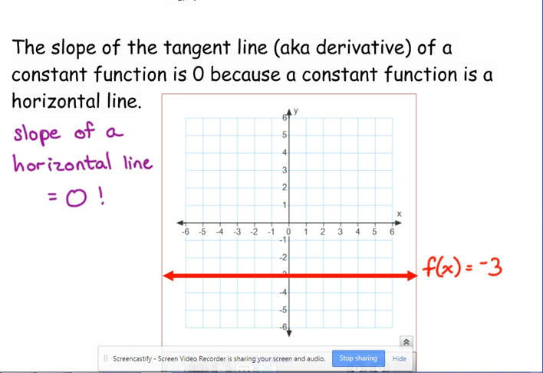While we're thinking about it, since we're talking about horizontal lines, let's talk about vertical lines for a second. Think about a vertical line. What kind of slope does a vertical line have? It has an undefined slope. So that's something to just kind of keep in the back of your mind.